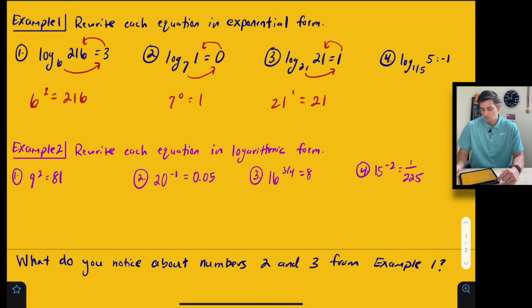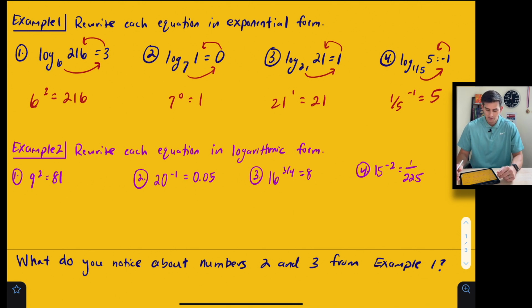And then log base 1/5 of 5 equals -1. So 1/5 to the negative first power would equal 5, right? So we look at those and we say, okay, if I saw that, that is true, right? 6 cubed is 216. 7 to the 0 is 1. Anything to the 0 power is 1. 21 to the first power is just itself, 21. And then 1/5 to the negative first, basically that would just kind of flip that over with that negative exponent, right? So we're good there.